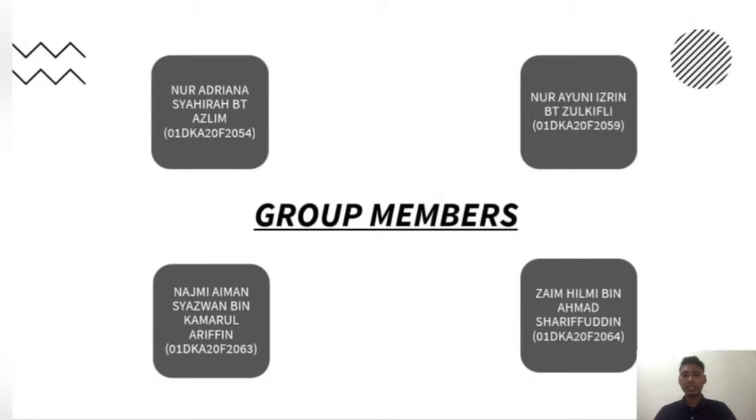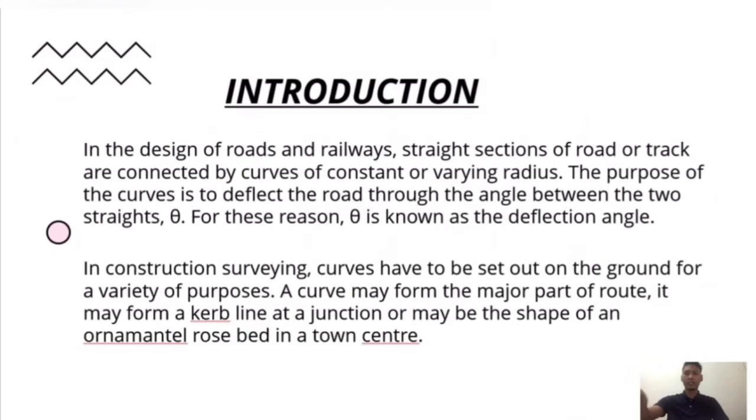Today we will present about curve ranging. So for introduction, in the design of road and railways, straight sections of road or track are connected by curves of constant or varying radius. The purpose of the curve is to deflect the road through the angle between the two straights. For this reason, it is known as the deflection angle.